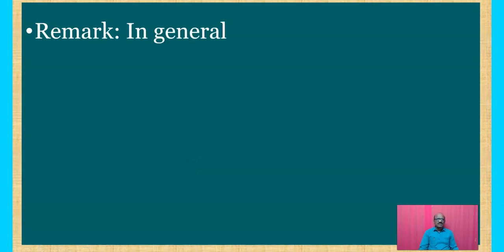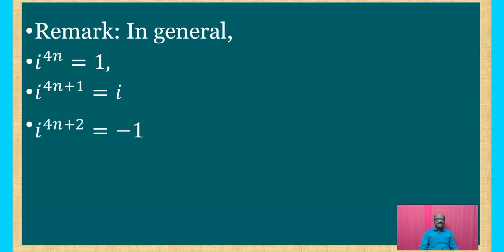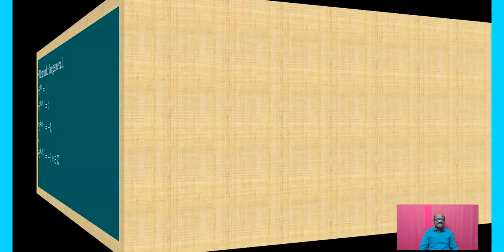Now the remark. In general, i raised to 4n is 1. i raised to 4n plus 1 is i. i raised to 4n plus 2 is minus 1. i raised to 4n plus 3 is minus i, where n belongs to Z. You can remember this also.